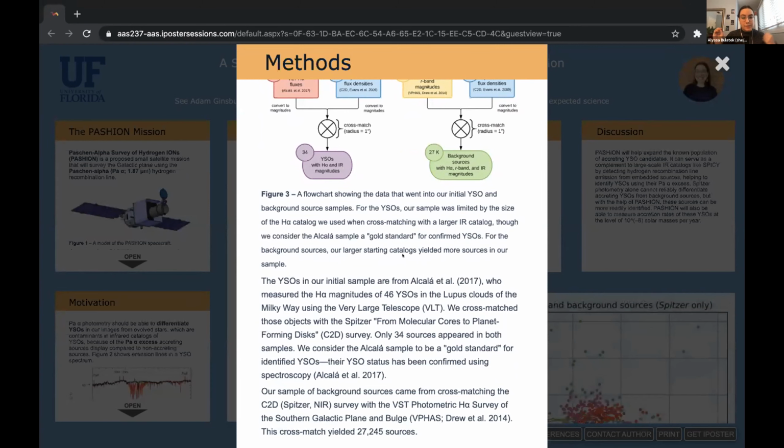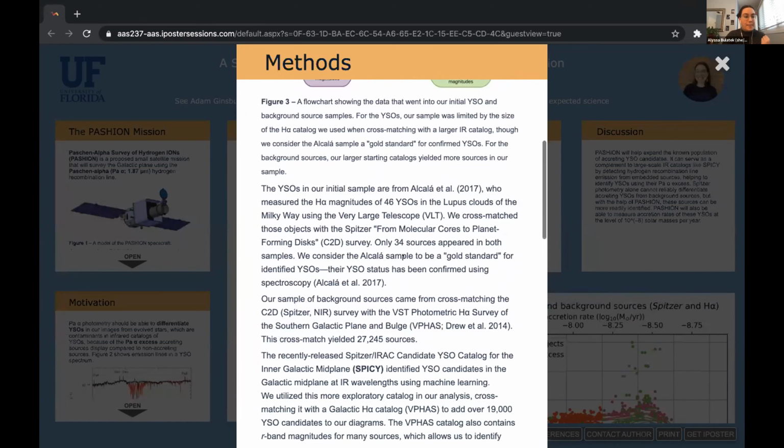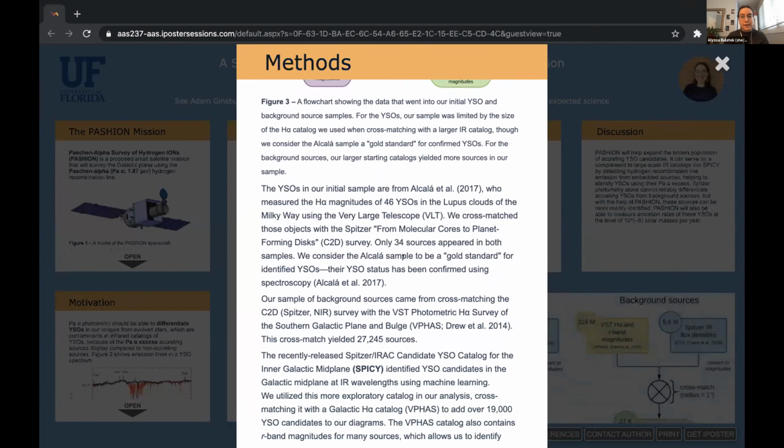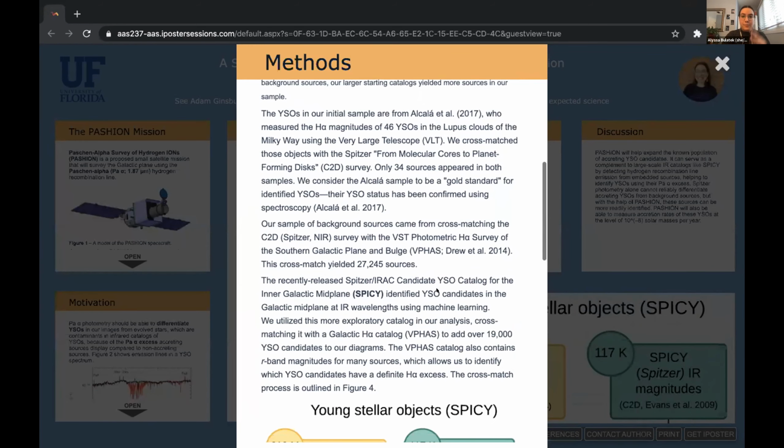We cross-matched those objects with the Spitzer From Molecular Cores to Planet Forming Disks survey to get Spitzer infrared photometry for them. We also ended up adding a larger machine learning identified catalog of YSOs to that smaller sample. The ML identified catalog was using Spitzer data, and it's called SPICY. You can read what it stands for there. I won't say it again. And so we have the YSOs.